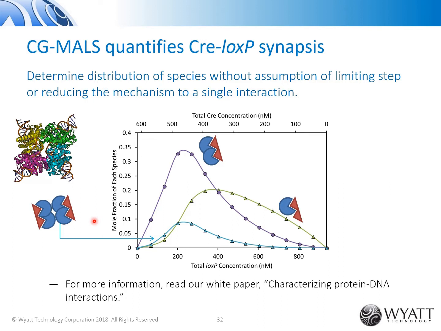We can see, for example, that at a mixture of about 475 nanomolar Cre and about 200 nanomolar LOX-P, we get a solution that is 35% of this 2-to-1 complex, about 10% of the 1-to-1 complex, and about 10% of this synapse tetramer, and the rest is free monomer.